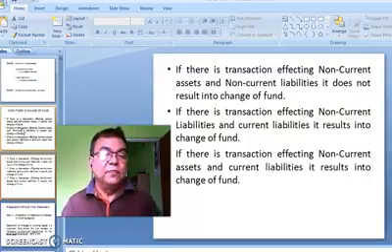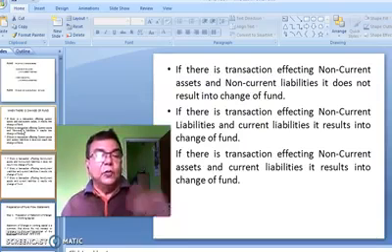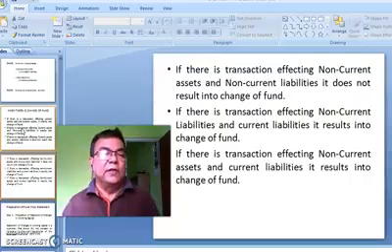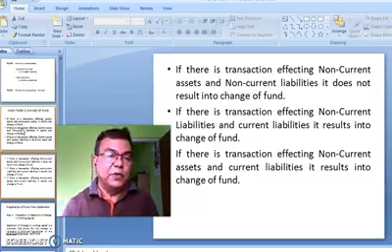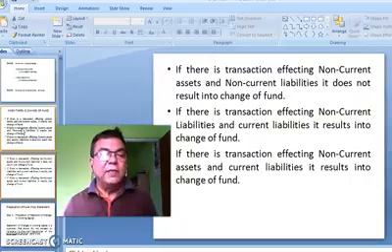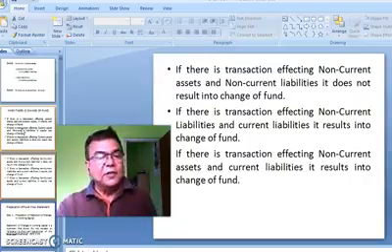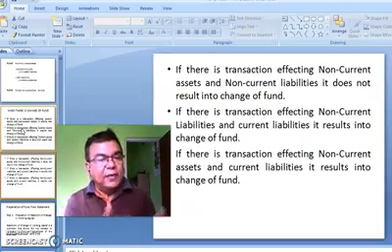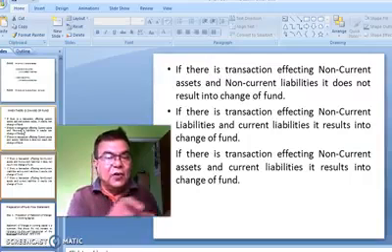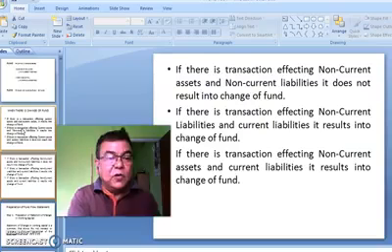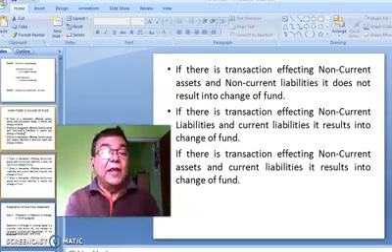Say, for example, equity shares issued in consideration of fixed assets purchased for rupees, say, 1 lakh. In consideration, the equity shares have been issued for rupees 1 lakh. So equity share capital account is one side, and the other side is fixed assets. The fixed assets account is debited and equity share capital account is credited. Both are not coming into the working capital category. So that is why there is no change of fund.